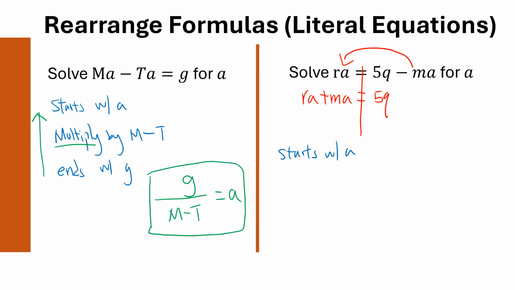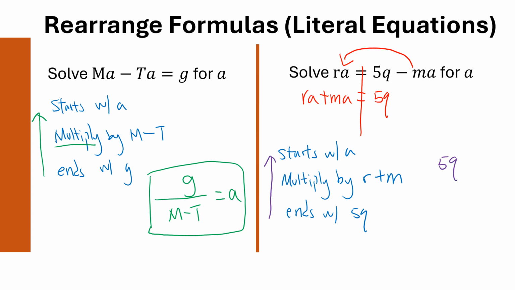And a is being multiplied by r, and it's also multiplied by positive m. And the equation ends with 5q. So now we're going to go backwards and do everything the opposite. So we're going to start with 5q. Instead of multiplying, you're dividing by r plus m, and then it ends with a.